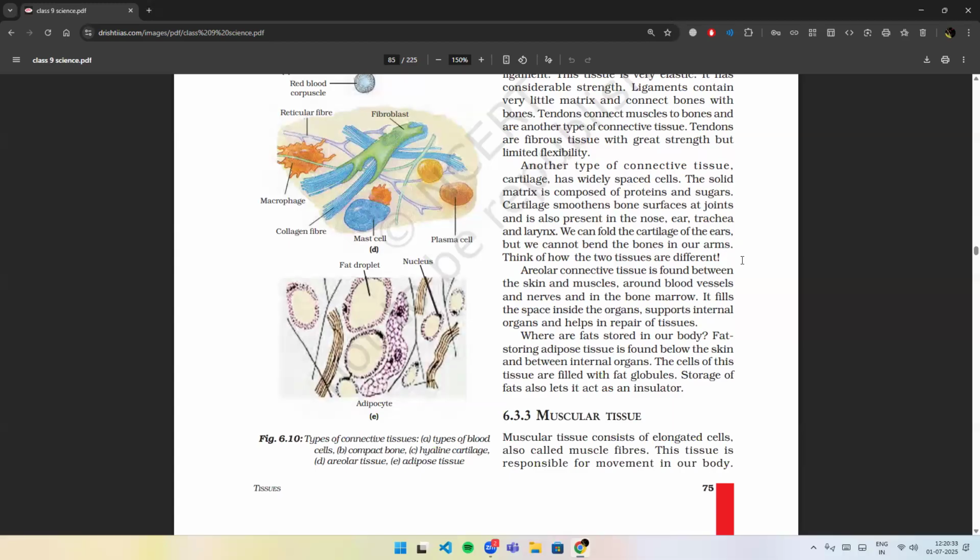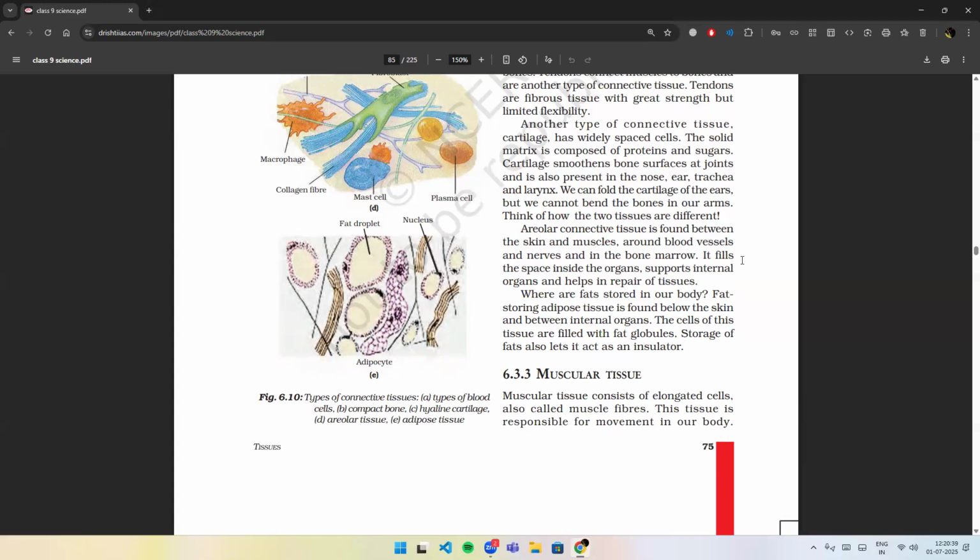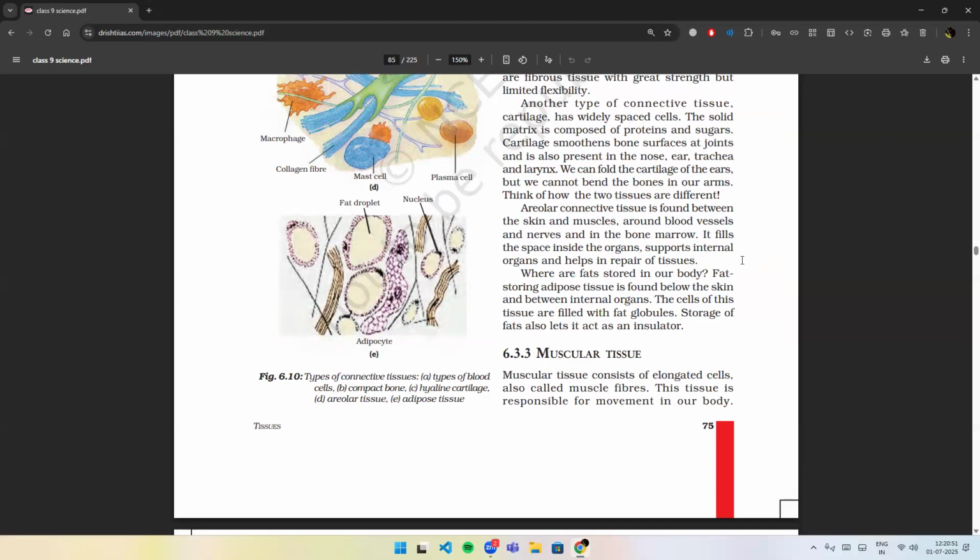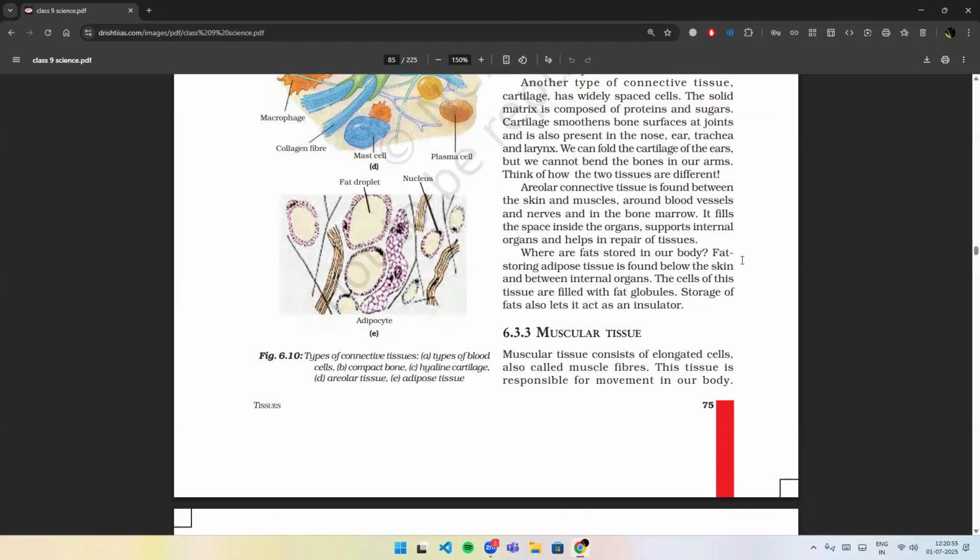Another type of connective tissue, cartilage, has widely spaced cells. The solid matrix is composed of proteins and sugars. Cartilage smoothens bone surfaces at joints and is also present in the nose, ear, trachea, and larynx. We can fold the cartilage of the ears, but we cannot bend the bones in our arms. Think of how the two tissues are different.